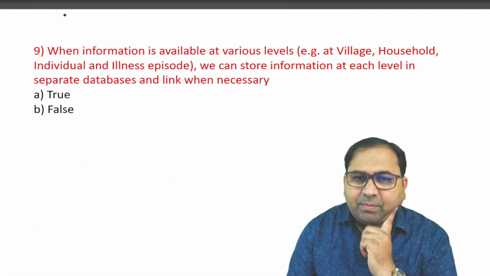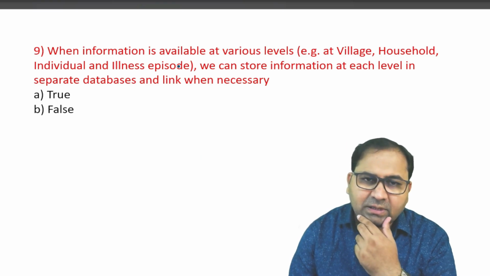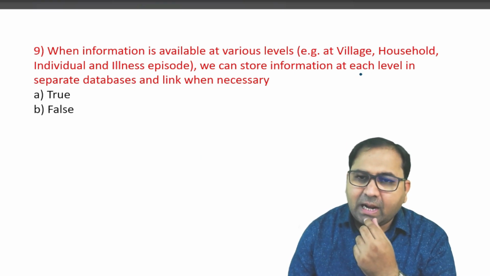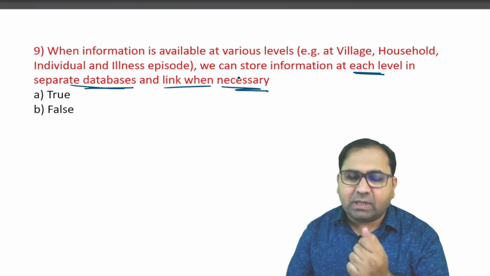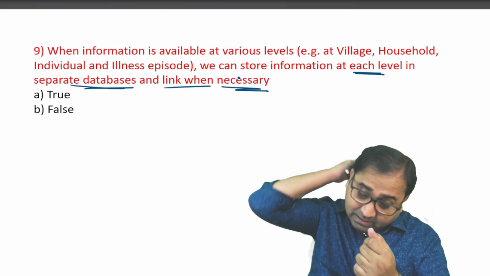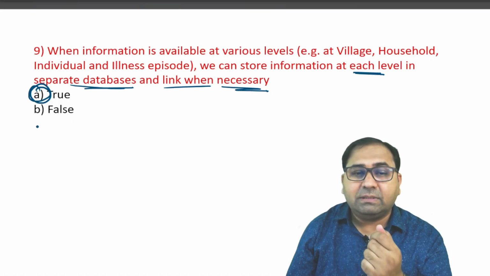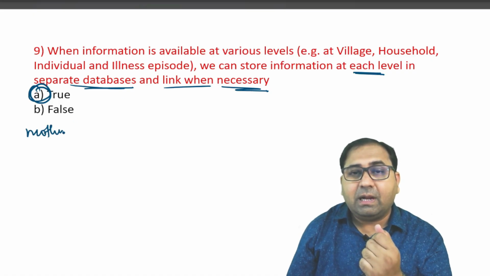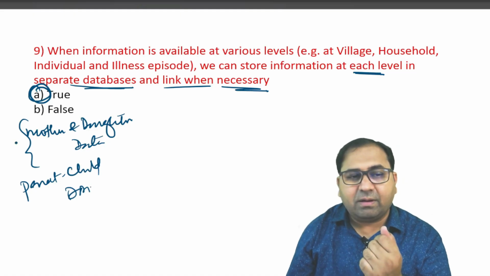Next question. When information is available at various levels, that is at the level of village, household, individual and illness episode, we can store the information at each level in separate databases and link whenever it is necessary. Is this a true statement or a false statement? We know definitely it is a true statement. At various levels, at each level and separate databases is what is called a mother and daughter database, also called a parent child database. Please remember this question and this answer.